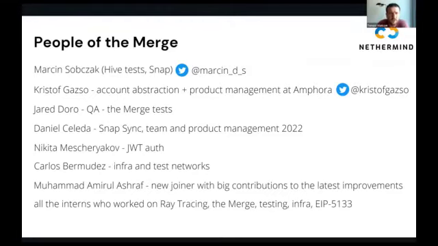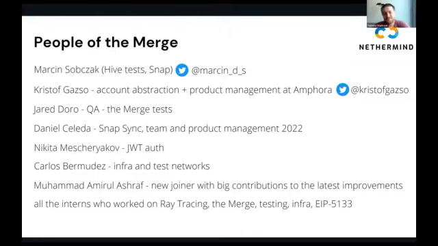Christoph Gajo was working on the account abstraction and combination of that with MEV and the merge, and he was helping us a lot with product management and Amphora. You can see him presenting at various conferences nowadays. And why I mention account abstraction also in context of the merge, because the team is already thinking about what happens next, right?